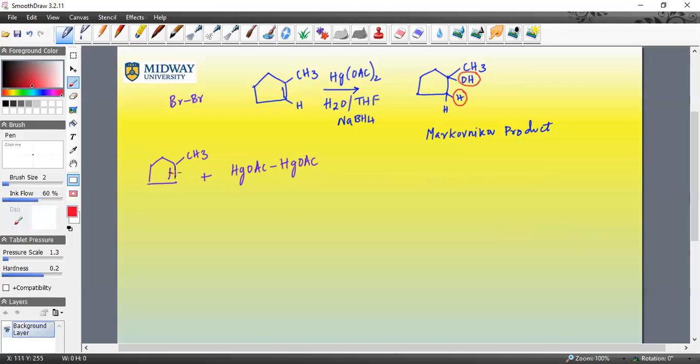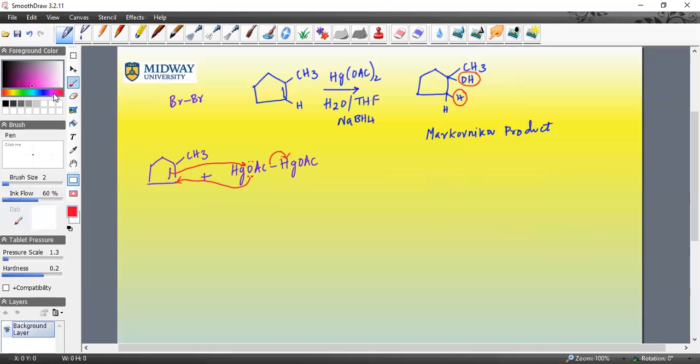So this double bond gets used up to make a bridge to this mercury, and if you remember, the oxygen has a lone pair of electrons, so one of them comes back and attacks this carbon right here, and in the process, this gets cleaved.